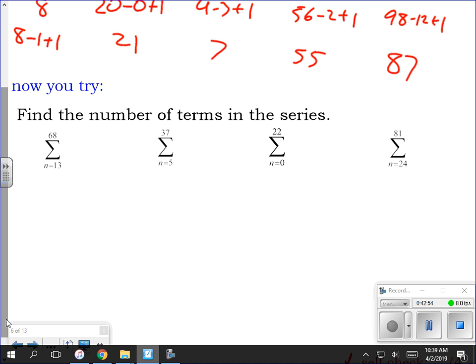Okay. Do these. We'll race. You with your calculators, me without. And if you've already done them, that doesn't count. Go.